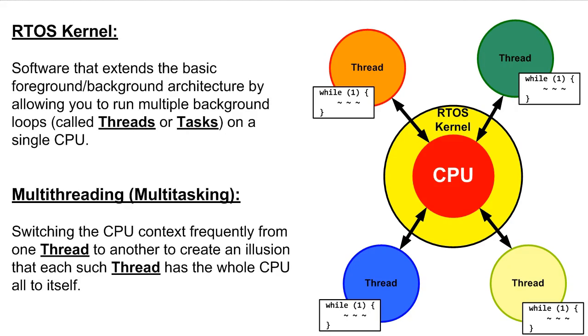Another term that you should learn is multi-threading or multitasking, which is switching the CPU context frequently from one thread to another to create an illusion that each such thread has the whole CPU all to itself. Both these definitions use the term thread, but I want you to remember that these threads are essentially the background loops from the foreground-background architecture.